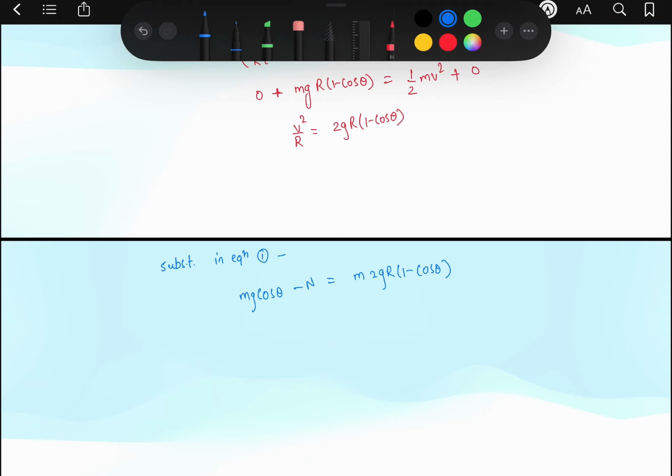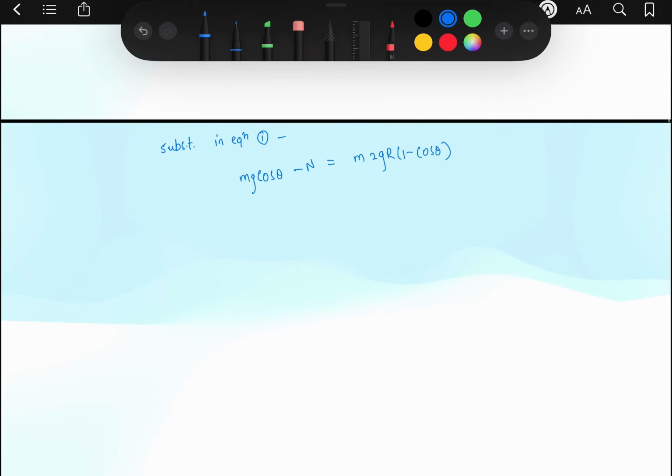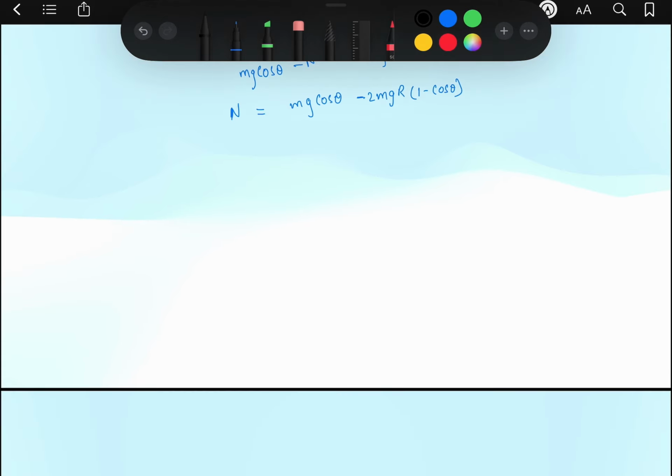Okay, so here, let me calculate the value of normal. Normal will be equal to mg cos theta minus m into 2mgr into 1 minus cos theta. Okay, so this is the value of normal. So let me make you understand the situation here, how this bead will be doing motion in this frame.